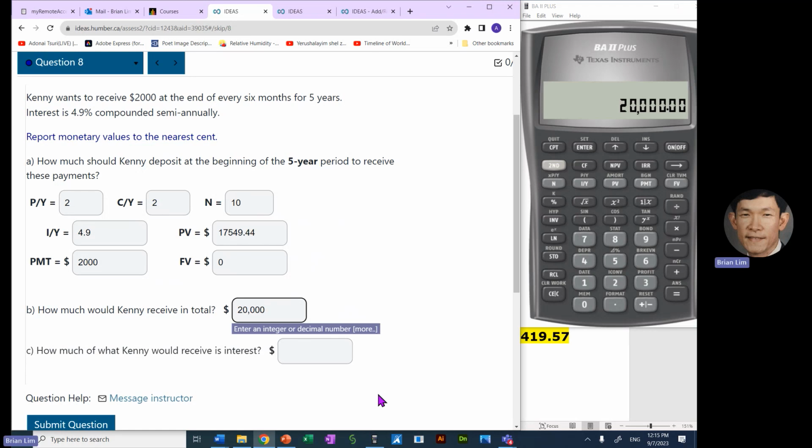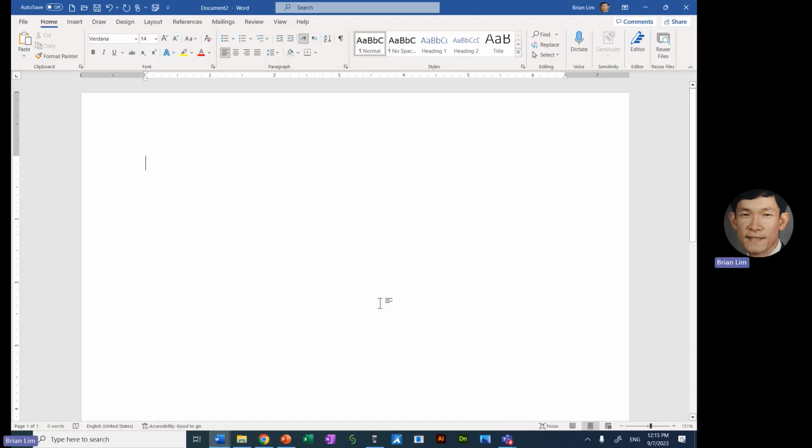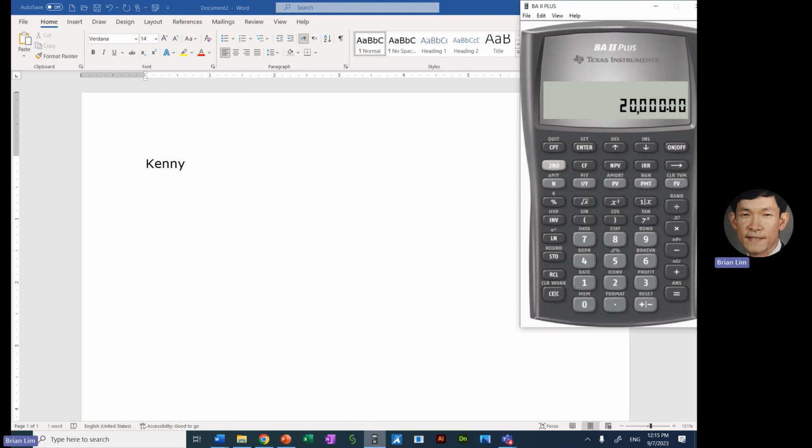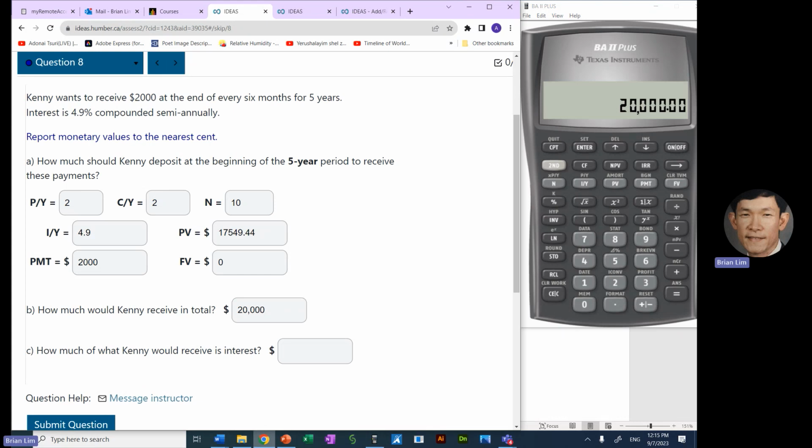All right, so how much of the money will Kenny receive as interest? For the interest, you take the amount that Kenny receives and subtract the present value. Maybe we should put it up properly. Let's find out how much Kenny receives. Kenny receives $20,000, correct? And the present value is 17,549.44.